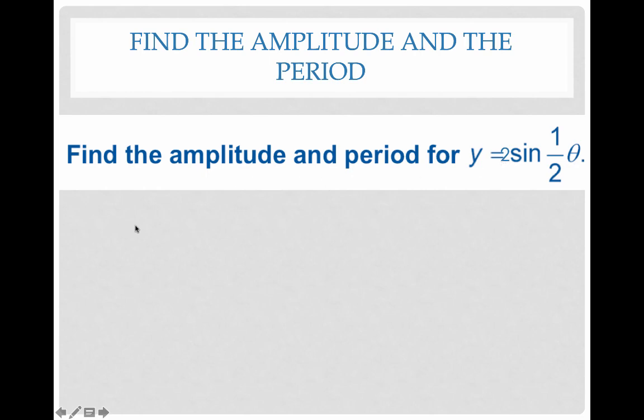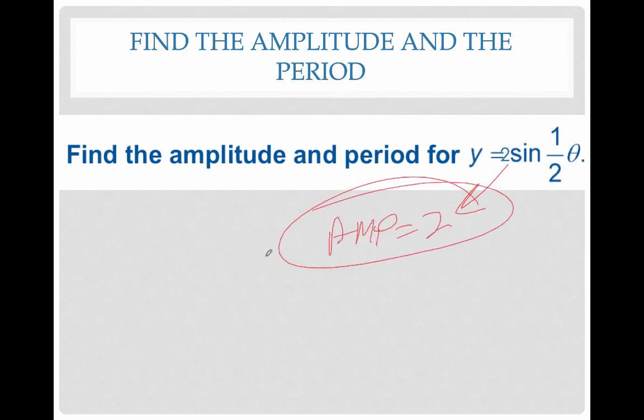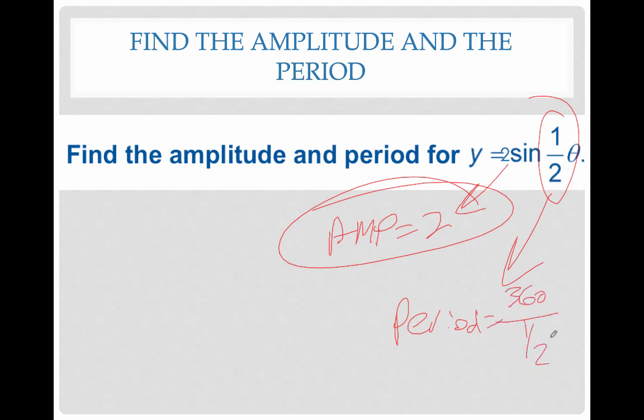Sine again. So we're going to go to the amplitude here. There's a 2 there. Amplitude is the absolute value of 2, so the amplitude is 2. And then I get a half. That's going to be the period is 360 divided by a half. Flip the second guy and multiply. The period is 720.